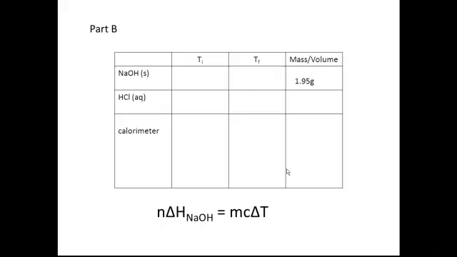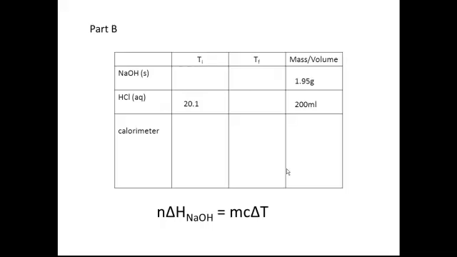Okay, but don't put 1.95 grams down. Mass out your pellets and write down the mass that you obtained when you weighed it. Okay, now the hydrochloric acid, we're going to be using in this case 200 mLs. So we take the initial temperature of that, which is 20.1, and it's 200 mLs.